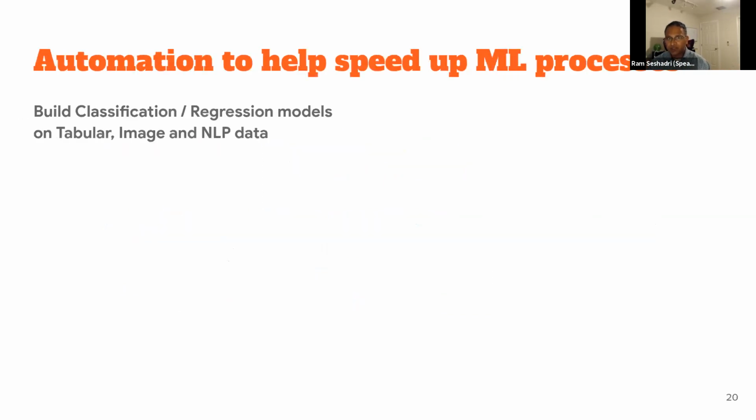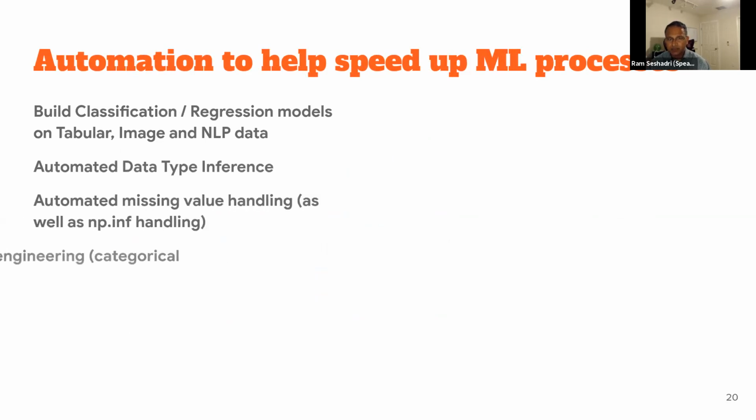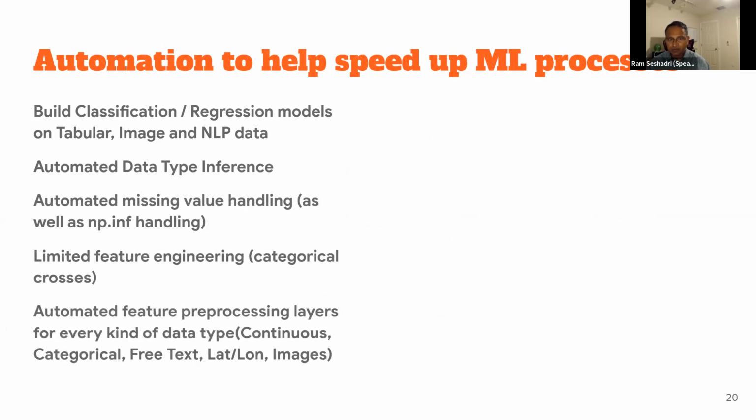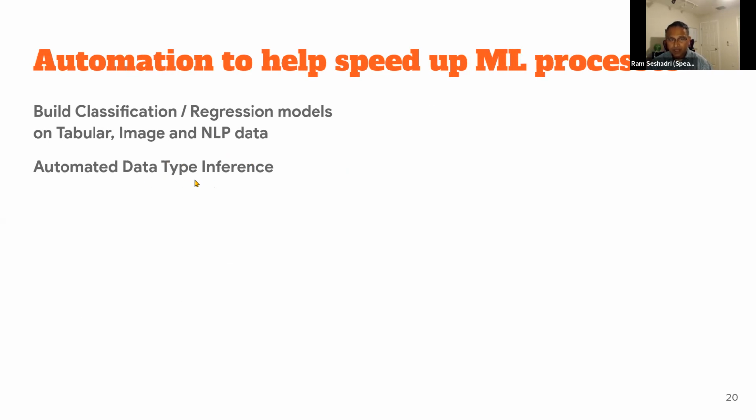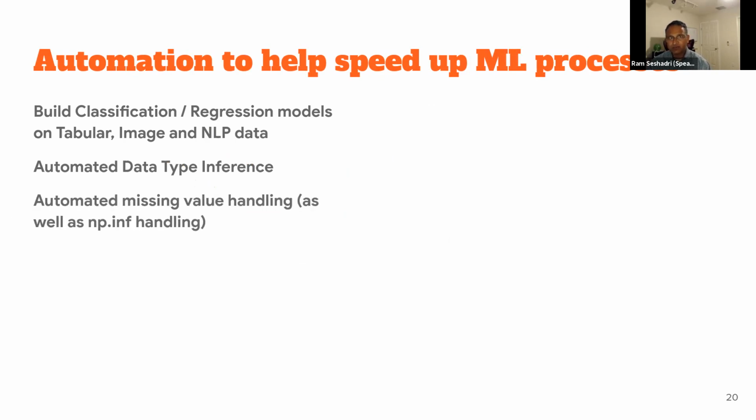So automation helps speed up the process. Here are some of the things that Deep AutoViML does. I'm not going to go through all of them, but you can build classification and regression models on tabular, image, and NLP data. It does automatic data type inference. It does automated missing value handling, and it handles infinity, which sometimes shows up in data, as well. It handles some limited feature engineering, like categorical classes.